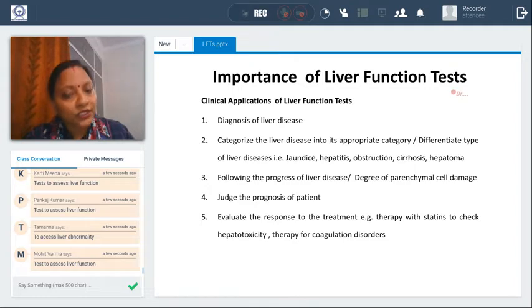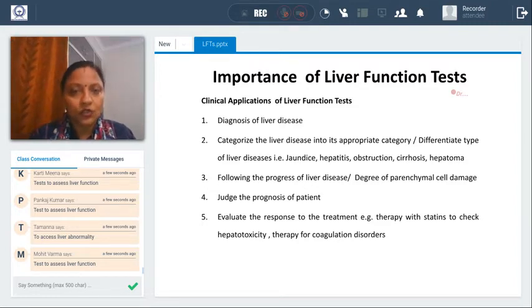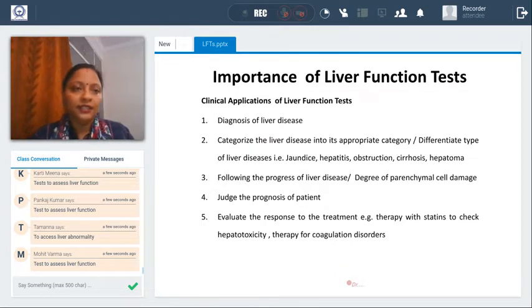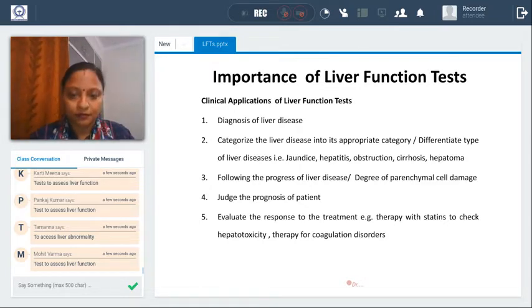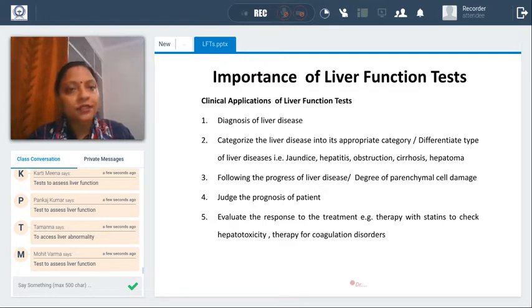It judges the prognosis of patients, and it also evaluates the response to treatment, like therapy with statins to check hepatotoxicity and therapy for various coagulation disorders. So it is very important clinically, because it also denotes the diagnostic features of various diseases. In a simple way, we can say it helps in the diagnosis of various liver diseases or hepatic diseases.